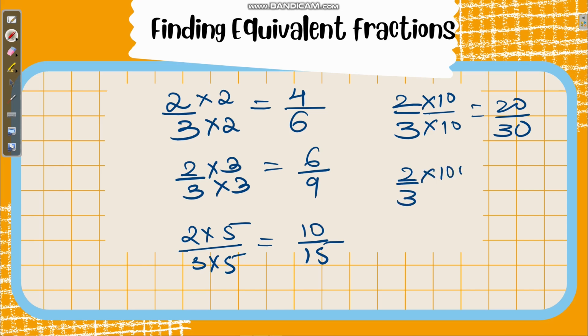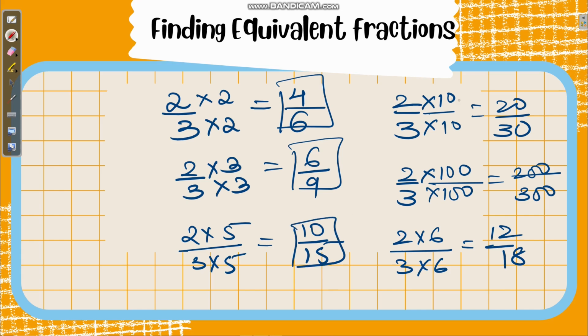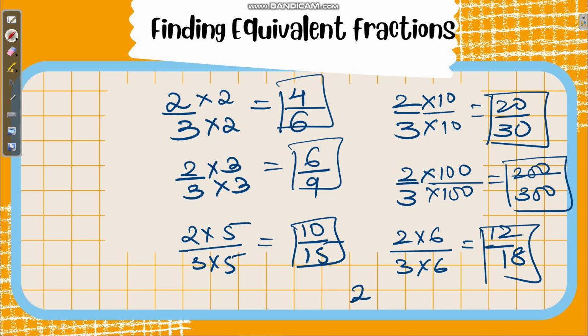Take the simple numbers like 10, 100. So make sure that you multiply the same number to the numerator as well as the denominator. So it will be 200 upon 300. So 2, let's do into 6. 3 into 6. You can select any number, okay? It's not necessary to take 1 to any number. So 12 upon 18. So 4 by 6, 6 by 9, 10 by 15, 20 by 30, 200 by 300, 12 by 18 are all equivalent fractions of 2 by 3.